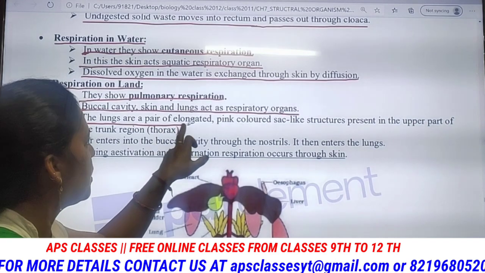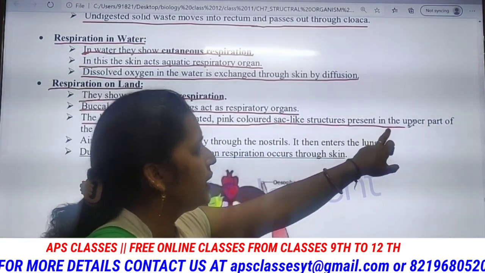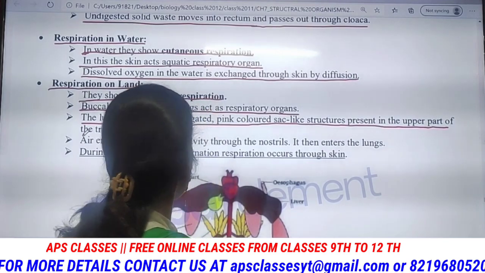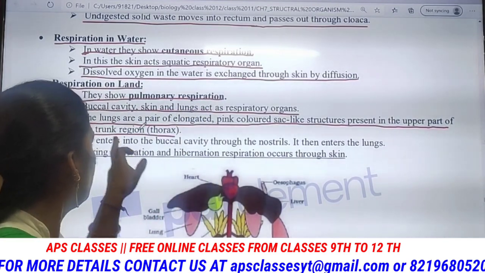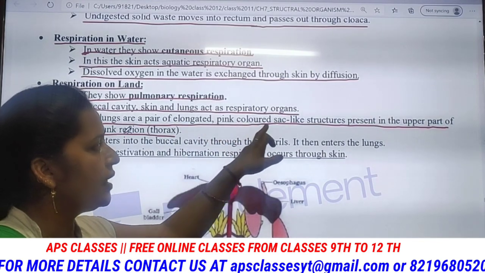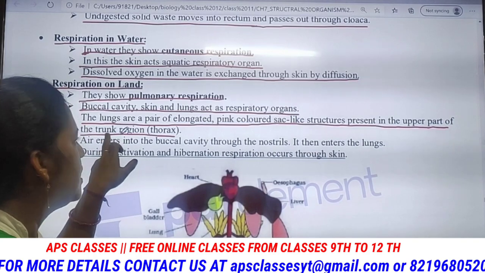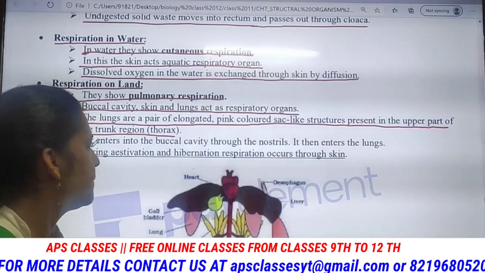The lungs are a pair of elongated, pink-colored sac-like structures present in the upper part of the trunk region, that is the thorax. तो जो lungs हैं ये a pair of elongated हैं, pink-colored sac-like structures हैं जो कि present करते हैं on the upper part of the trunk region, that is the thorax.